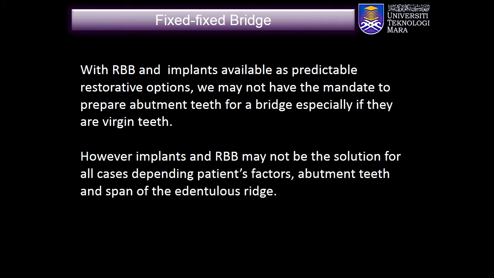Prior to implants and reliable bonding materials and techniques, the fixed treatment option available for replacement of missing teeth was the fixed conventional dental bridge. However, the downside is that an extensive amount of tooth structure removal is required to produce the ideal retention and resistance form for the bridge. With RBB and implants available as predictable restorative options, we may not have the mandate to prepare abutment teeth for a bridge, especially if they are virgin teeth. However, implants and RBB may not be the solution for all cases.